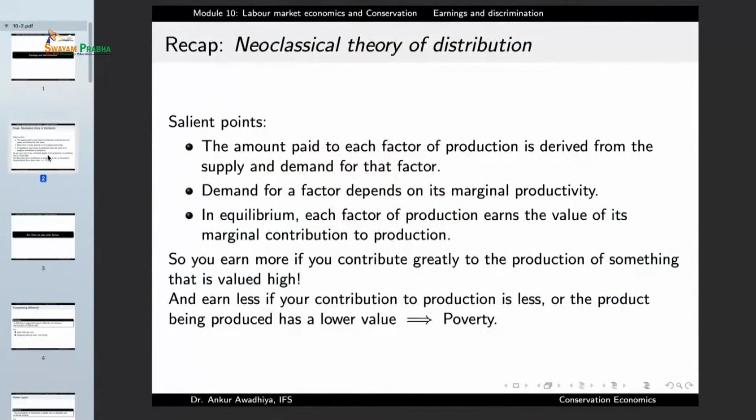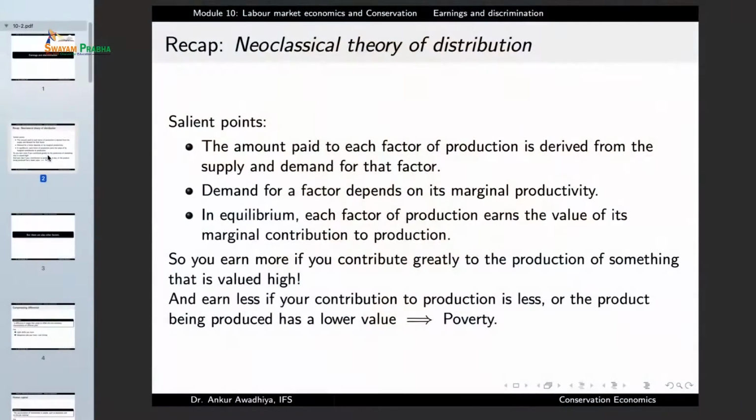which means that we were saying that in the case of the labor market, the demand for labor and the supply for labor will determine how many people get employed in the market and what is the rate at which they will be paid, or the wage rate. Second, the demand for a factor depends on its marginal productivity, which meant that if there is a person who is giving out a larger amount of output, so his or her marginal productivity is higher, in that case, the wages that will be offered will also be higher.